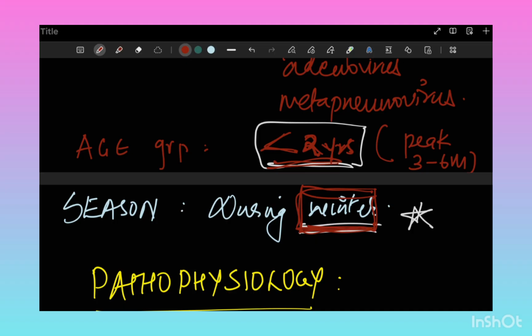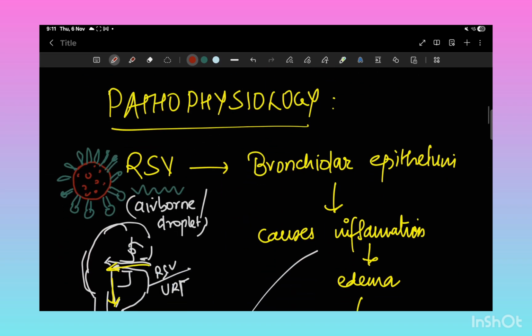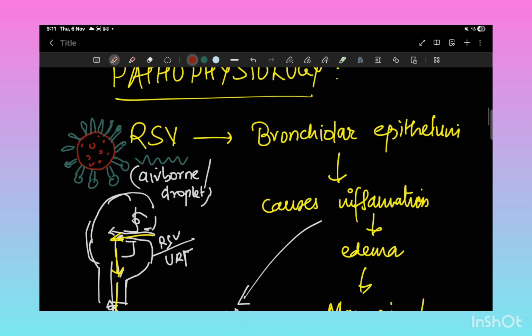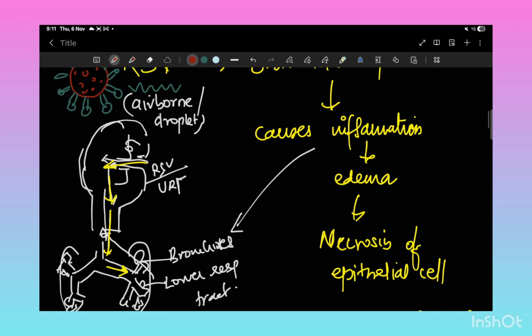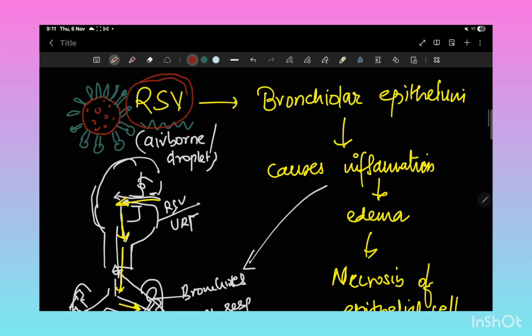Now, we'll be moving on to the pathophysiology. What we're going to see is how this affects our respiratory system. I'm very sorry for the drawing, I'm not that great with drawing. So, this is a person. When that person inhales the respiratory syncytial virus, it can spread as an airborne disease, or through tiny droplets from an infected person.